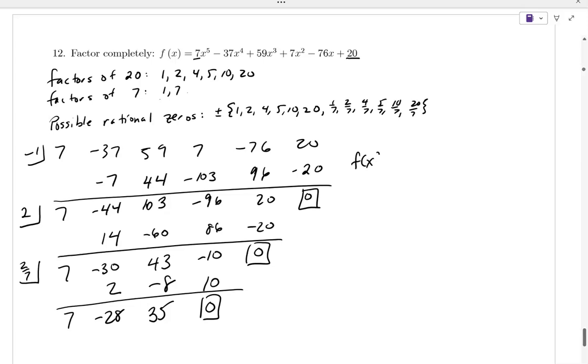So just to write your function to start with, we have x plus 1 because of the -1 being a 0. We've got x minus 2 because of the 2, that's a 0. We've got x minus 2 sevenths because of the 2 sevenths being a 0. And then finally, we have 7x squared minus 28x plus 35.